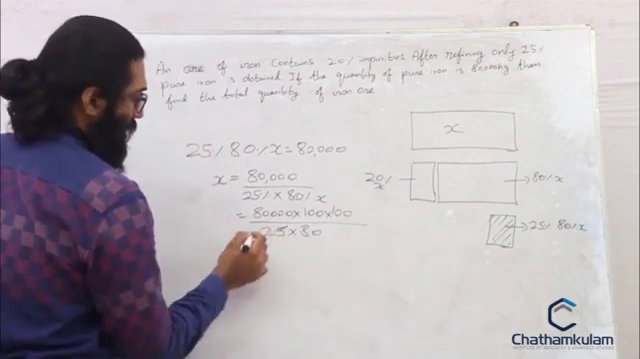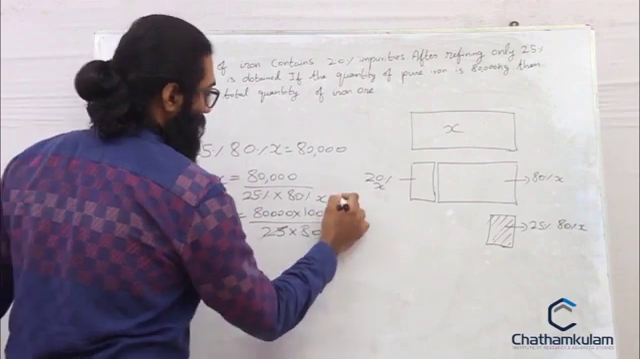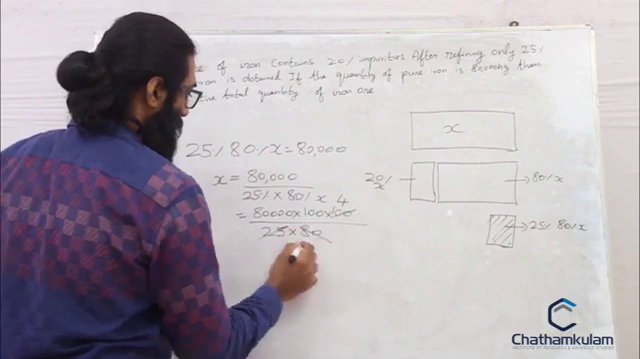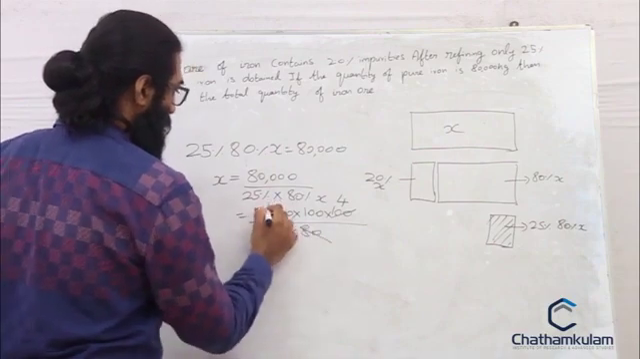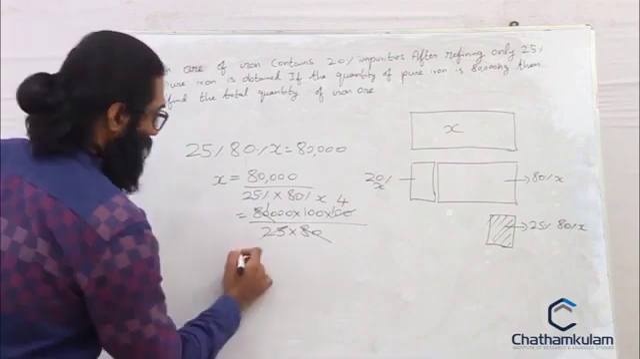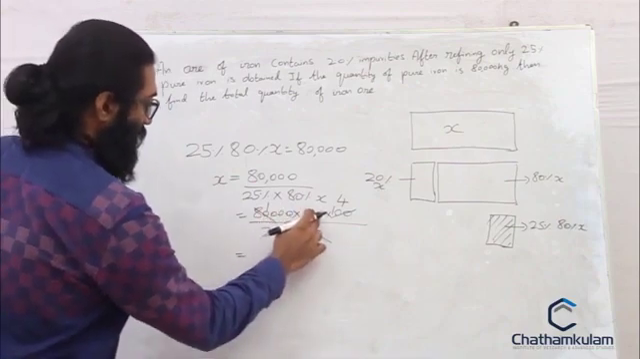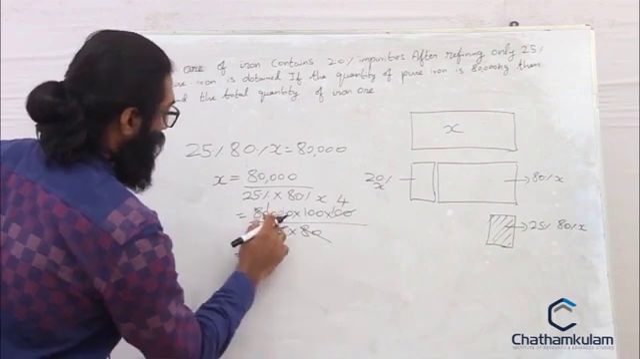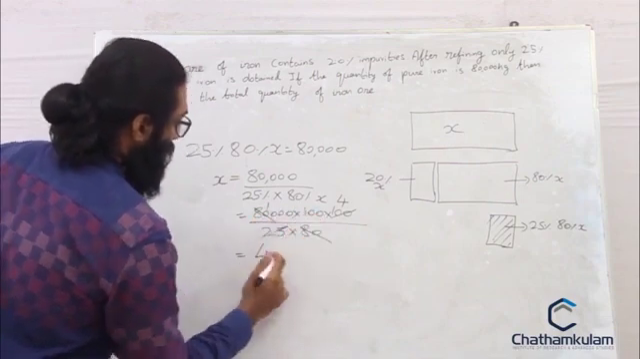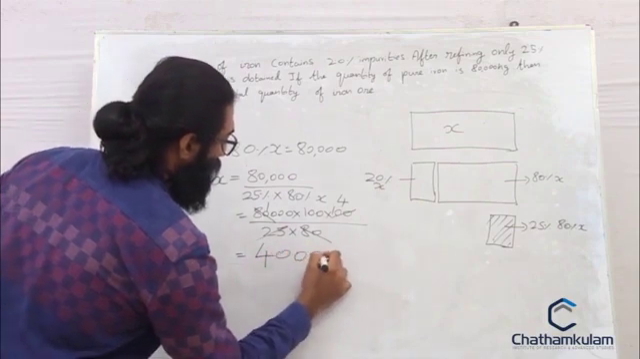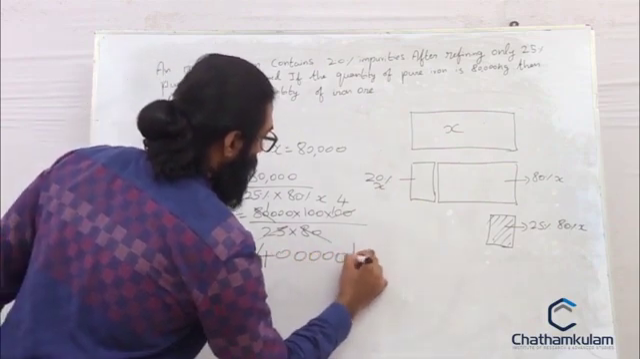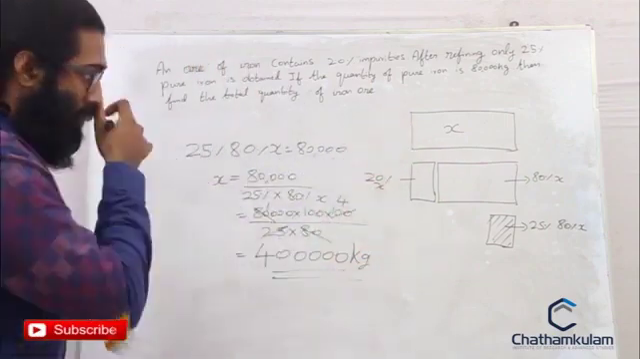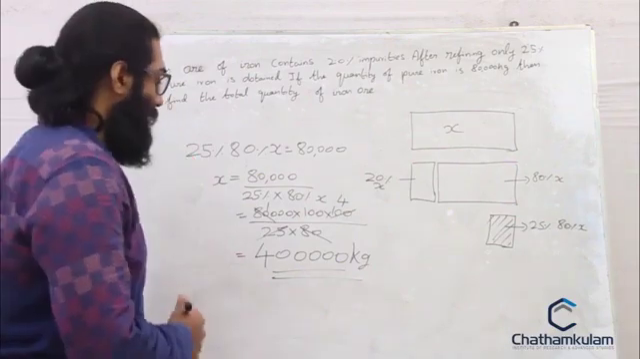We cancel 25 and 100, we get it as 4. We cancel this 80 and 80 here, we get it as 1000. 1000 into 100 into 4, that is 4 followed by 5 zeros, 1, 2, 3, 4 and 5 kilogram. So this is the total amount that we get.